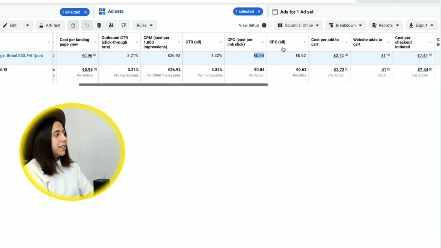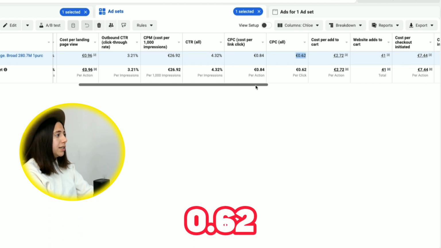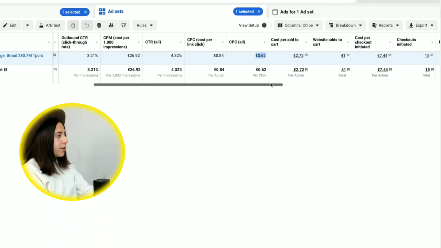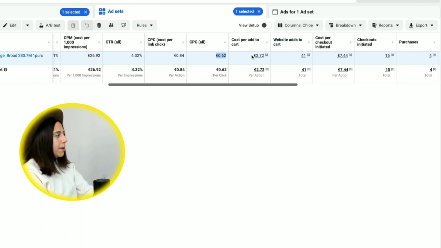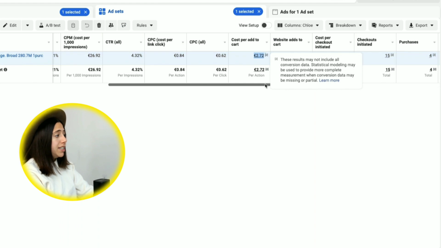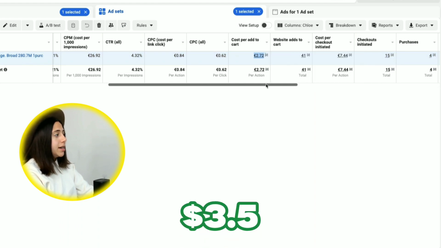You can see over here CPC all is going to be less than the CPC cost per link click because obviously they're clicking all over my ad and it's going to be cheaper. So 0.62, that is very good. Now what is crazy is you can see my cost per add to cart. I got 41 add to cart, and basically I'm paying 2.72 euros per add to cart. So that's almost like, let's say $3.5, which is fantastic.